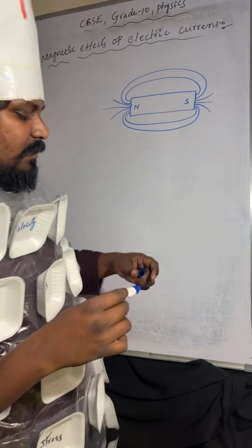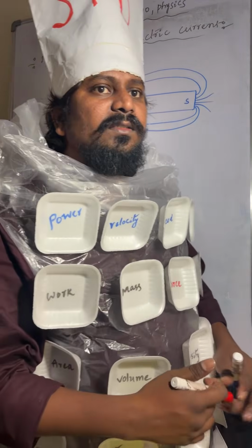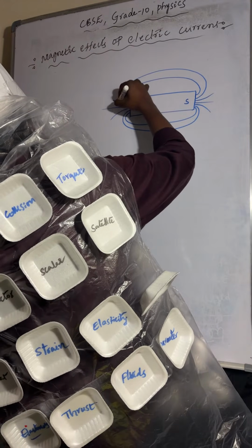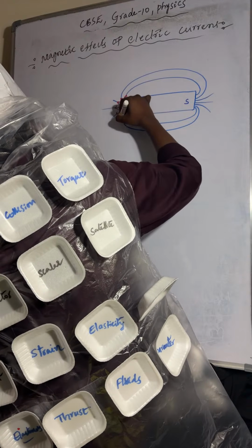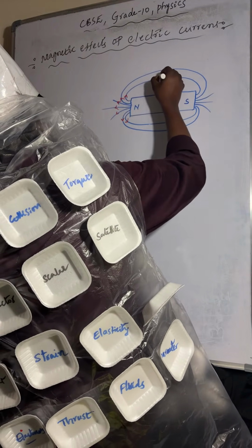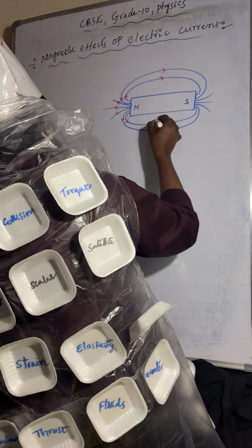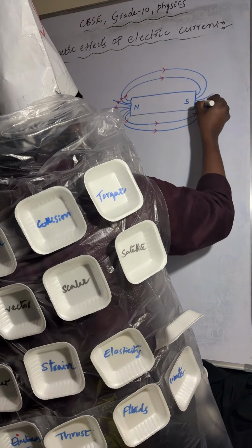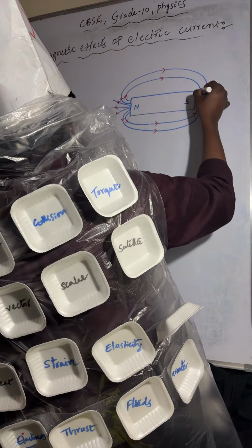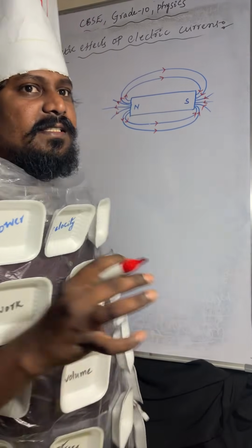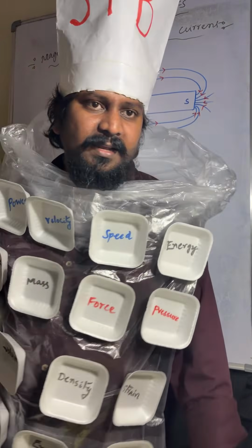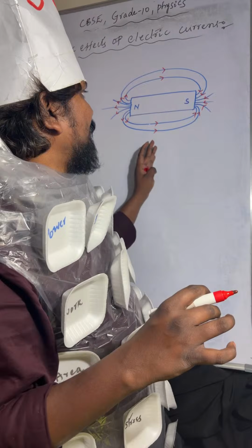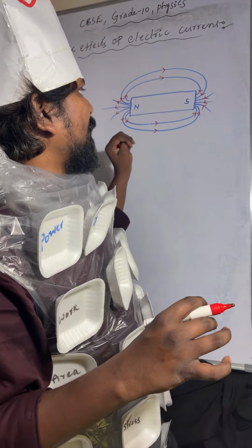So this is the magnet. You can check here. Okay, so these are the magnetic field lines. This is about magnetic field lines. So around the magnet, the magnetic field will be there.